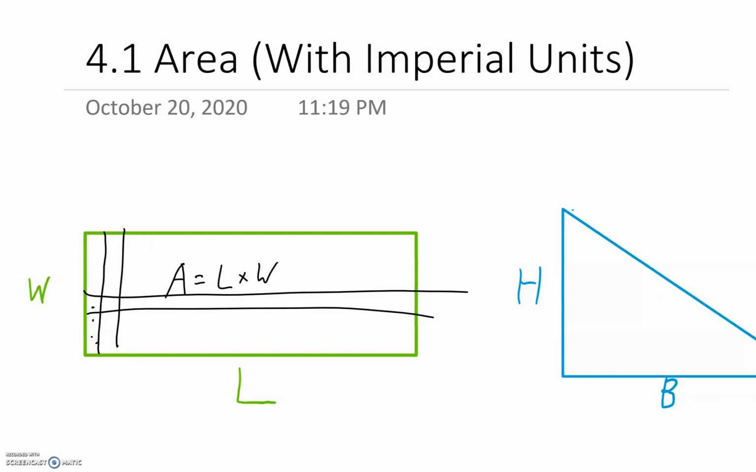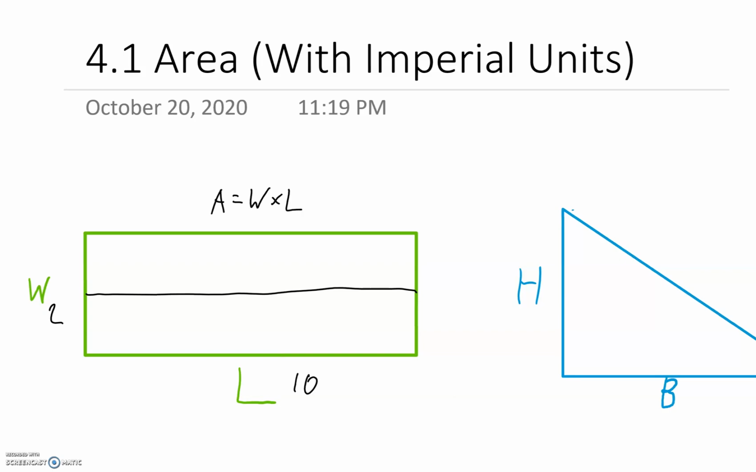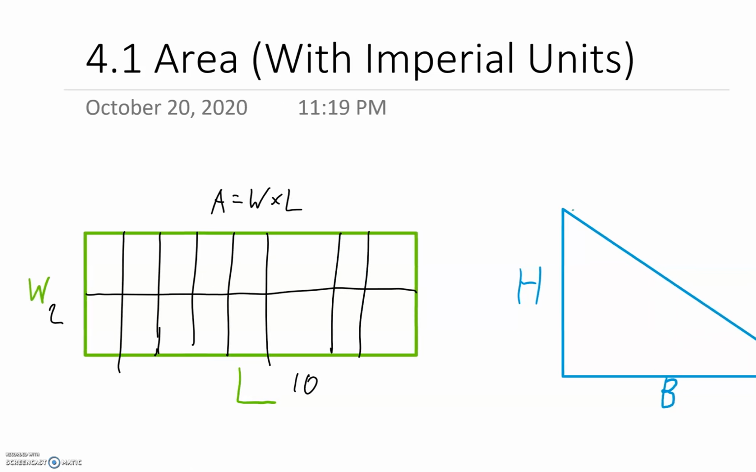So let's do a little bit better of an example. Let's say this width is 2 and the length is 10. Okay, so I'm going to just split this up in half, and then I'm going to split this up. Width times length. And we need to have this in 10, so there you go, that's 5. Okay, it's not perfect, but you get the picture.